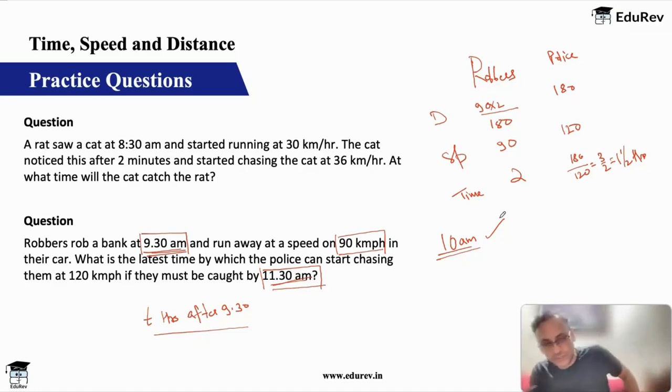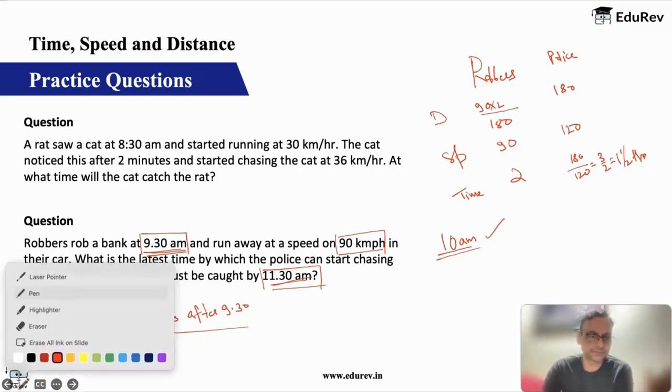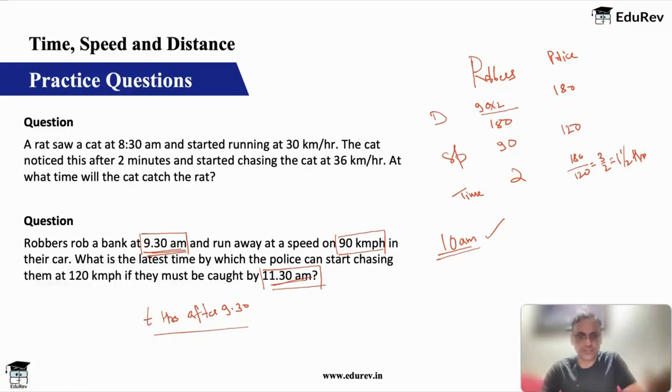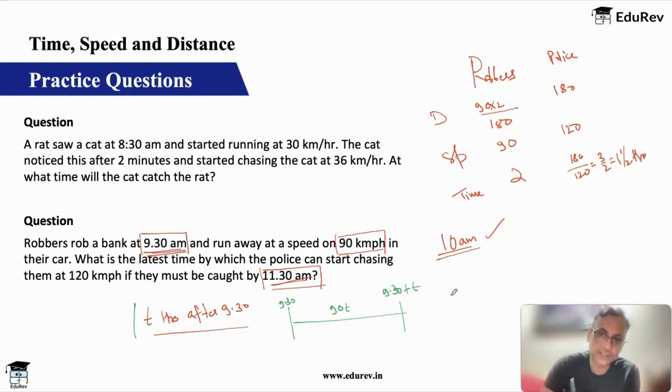Here we have found the distance covered. In relative speed, I will not find the distance covered. Instead, let's use the other approach. Initially, let's say the police started chasing them. So the robbers ran away at 9:30. Police started chasing them at 9:30 plus t hours. So in these t hours, the robbers would have covered a distance of 90t, right? Distance is equal to speed into time, and t we are assuming is in hours only. So this 90t is the distance if I apply the concept of relative speed.